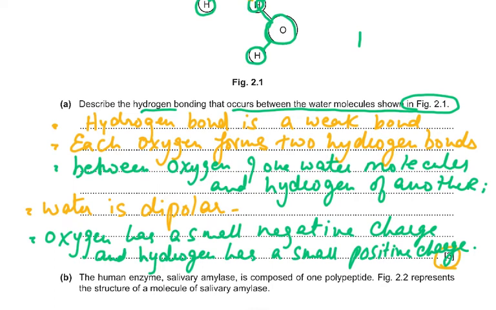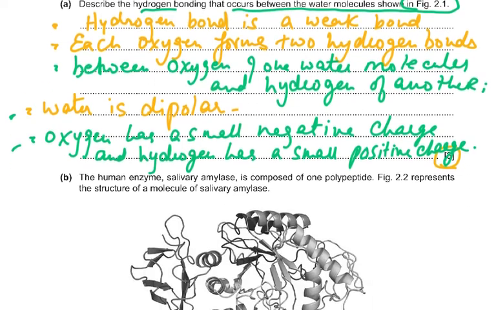Hydrogen bond is a weak bond. Each oxygen forms 2 hydrogen bonds between oxygen of one water molecule and hydrogen of another. Water is a dipole. Oxygen has a partial negative charge and hydrogen a partial positive charge. Maybe you know it, but if you don't know how to word it, I'm sorry, it's not going to help you.